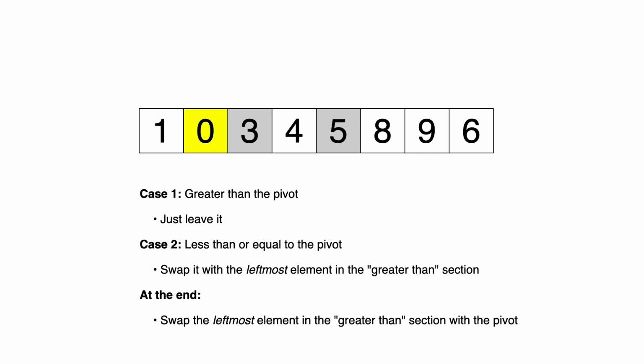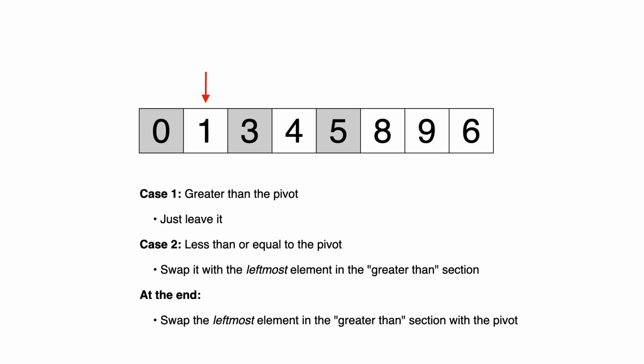0 is the pivot, and there's only a single comparison to make. 1 is greater than 0, so we just leave it. We do the final swap, and now 0 is in the correct place. At this point, we're done with all the left subarrays, so now we need to call QuickSort on the right subarrays. But notice that there's only one element in this right subarray. This means that we've reached the base case.